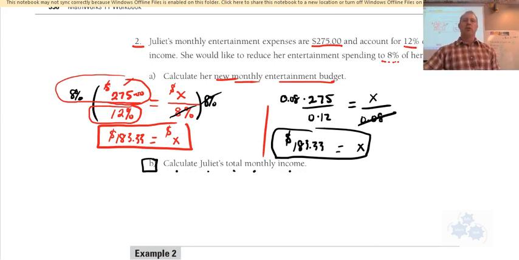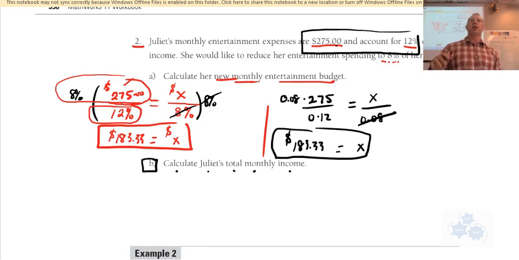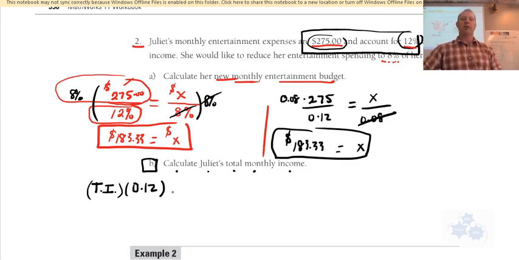Okay. So let's go back to the original situation. You can use the new situation where 8% is 183, or you can do the 12% is 275. Doesn't matter. But watch this. This is the way I think of this, okay? Her total income, let's say that's TI, total income. In order to find out what 12% of her total income is, and we know it's 275, we would have to multiply total income times the decimal form of the percent. Does everyone see that? That this is how we find 12% of her total income? That's how we would do it. And we know that that equals $275, right?